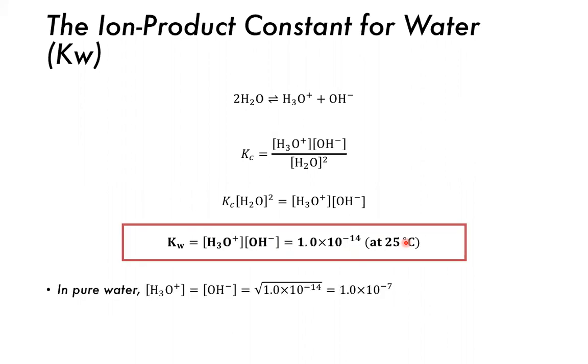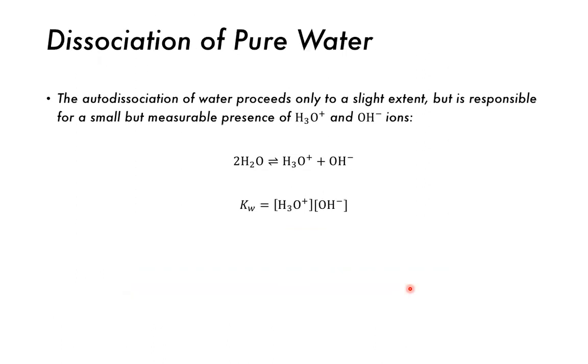So in pure water, the H3O plus concentration is equal to the OH minus concentration, which is equal to the square root, sorry, of the number 1.0 times 10 to the minus 14, which is going to be equal to 1.0 times 10 to the minus 7. And so both ions are present in all aqueous systems. So the auto-dissociation of water proceeds only to a slight extent, but is responsible for a small but measurable presence of H3O plus and OH minus ions.